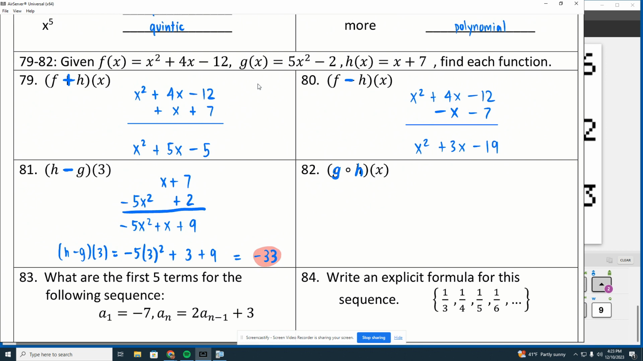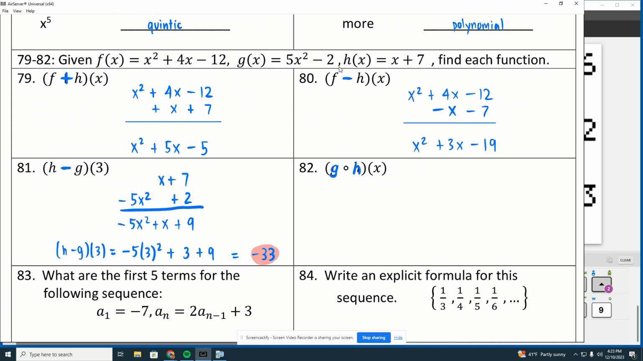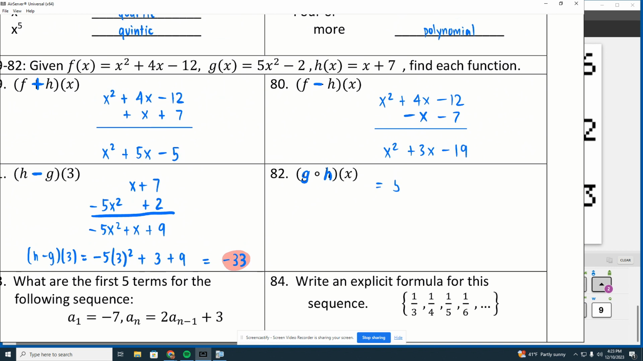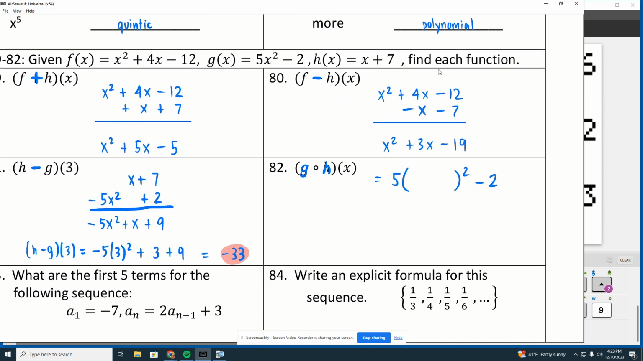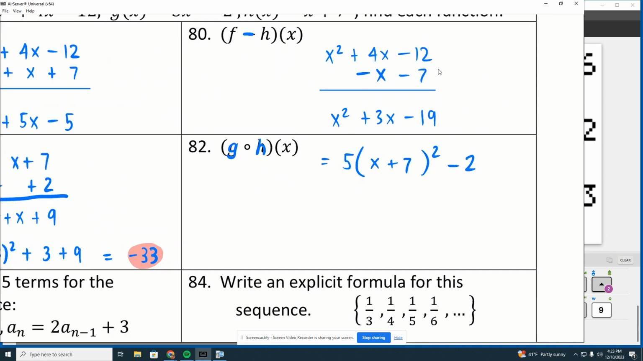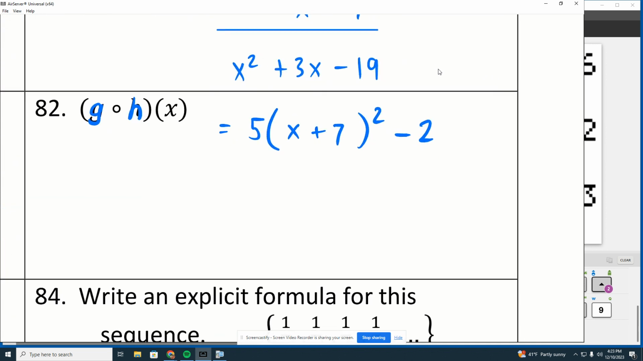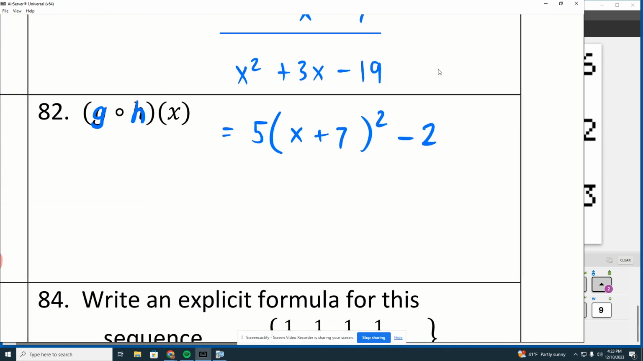Let me explain. Here's g of x, 5 times x squared minus 2. So instead of going 5 times x squared minus 2, we're inserting our h of x into this x. Okay, that's what compositions of functions are. So what is h of x? Well, h of x is x plus 7. I'm inserting it right in there. So now I'm going to work this problem out, treating that like it's a x plus 7.